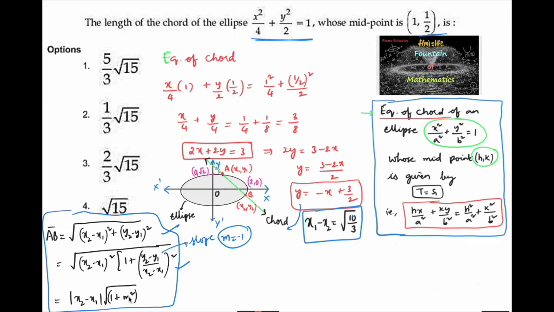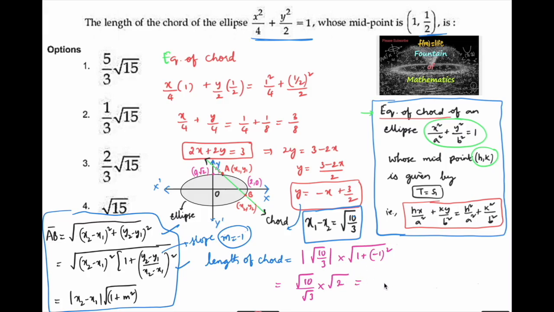So mod of x2 minus x1 times root of 1 plus m square, so that we can find the length of the chord, which is equal to mod of x2 minus x1, that is root of 10 by 3, into under root of 1 plus m square, that is 1 square, which is root 10 by root 3 into under root of 1 plus 1, that is 2.